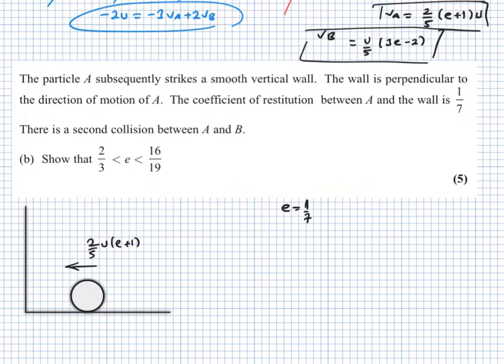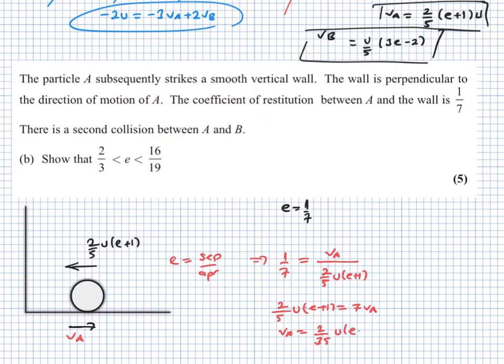The bouncing speed VA here will depend on the coefficient of restitution. If I write e equals separation over approach, here 1 over 7 will be equal to this bouncing speed over 2 over 5, u (e plus 1). So we will get 2 over 5, u (e plus 1) is equal to 7VA. So VA becomes 2 over 35, u times (e plus 1).